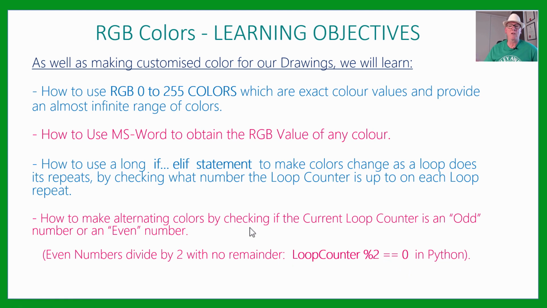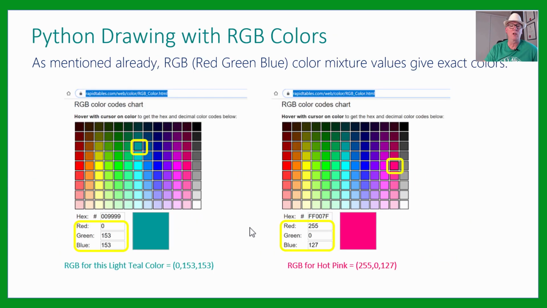And if we don't get remainder 0, we need to swap back to the other color. And we keep going as we work through all our loop numbers till we've done all of our squares. So that's going to be interesting as well. So they're the main things we're learning in this.